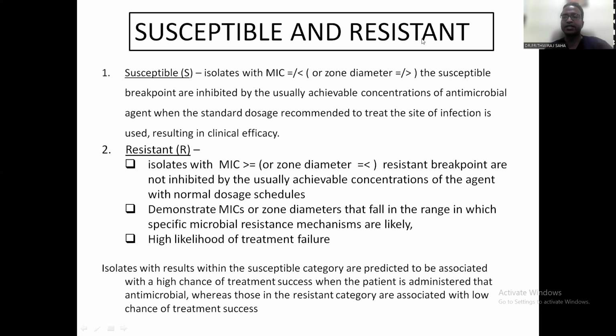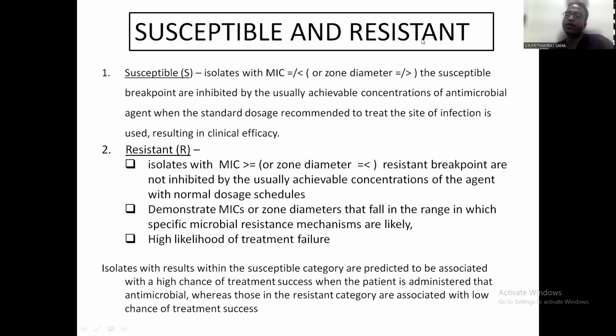So starting with susceptible and resistant, we have already read in the breakpoint that anything below the breakpoint comes to be susceptible. Anything above the breakpoint comes to be resistant. So when an antibiotic comes to be susceptible, the chance of success of treating the infection becomes more. When the antibiotic comes to be resistant, the chance of success becomes less. Why am I saying chance of success? Because susceptible doesn't mean it's a total cure.